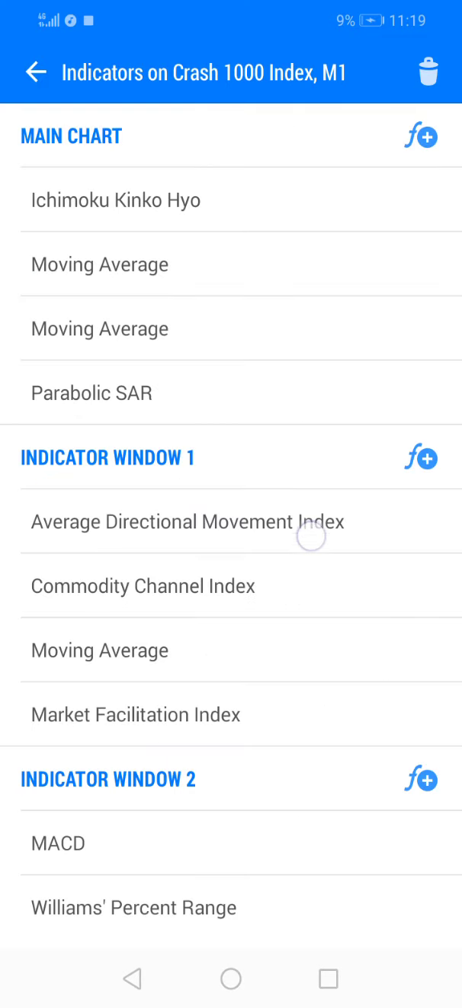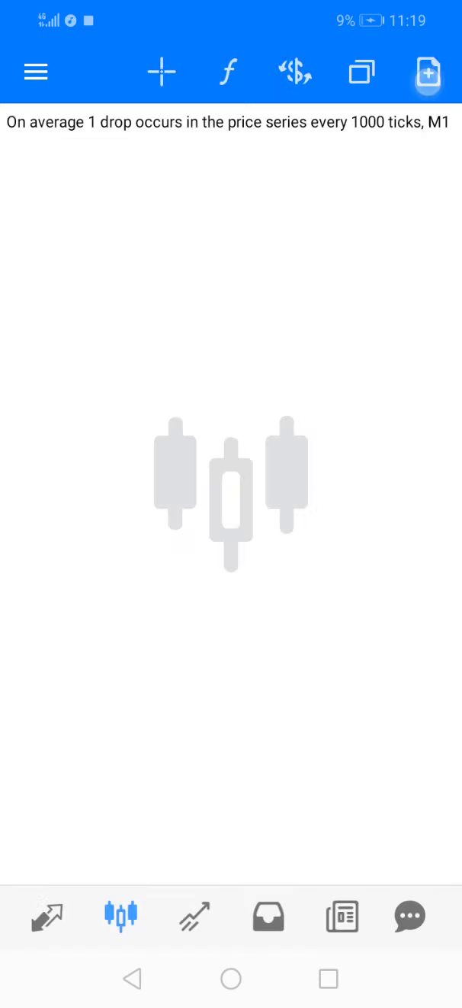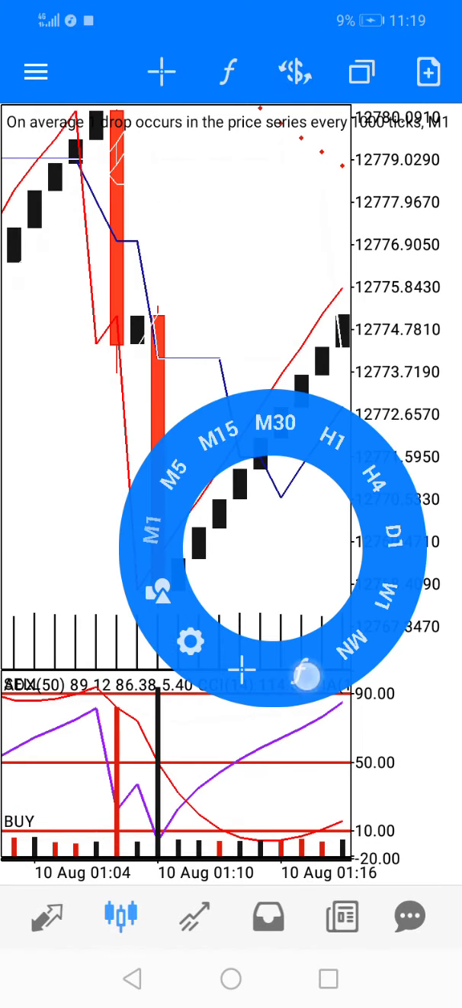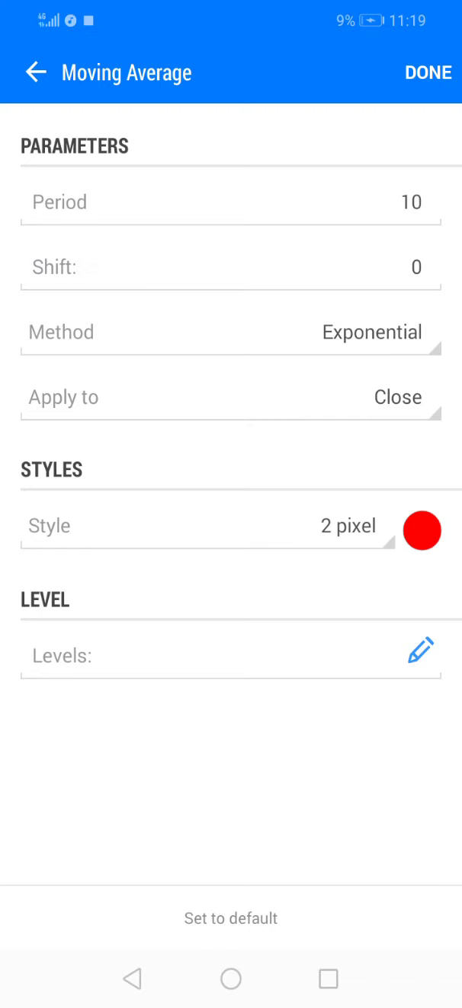Then take CCI, the commodity channel index, and set the period to 14, apply, close. Style is 3 pixel, and the color is a color of your choice. Then take moving average, period 10, shift 0, method exponential, apply, close.